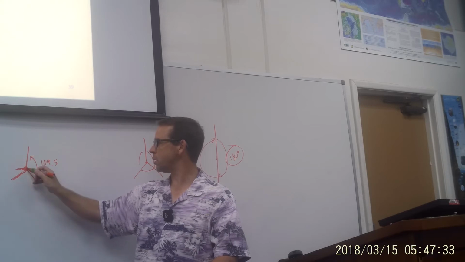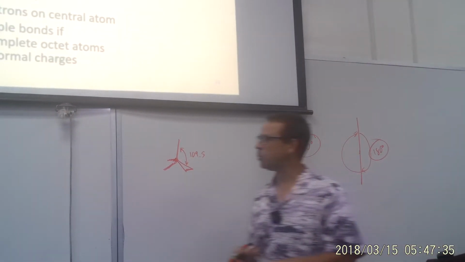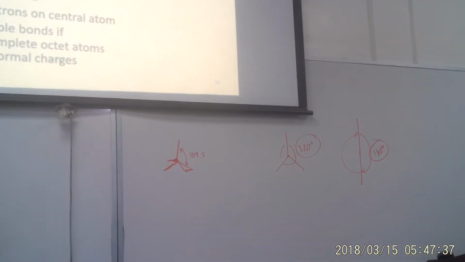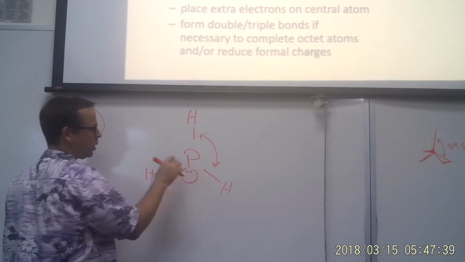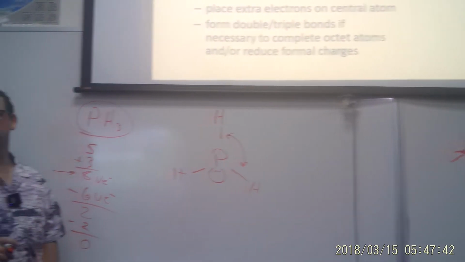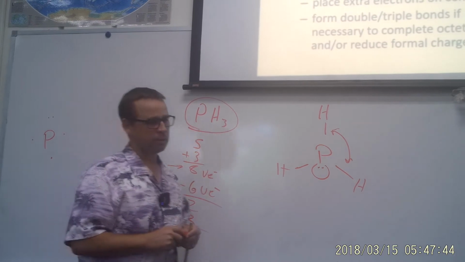4 regions around a central atom, and that's 109.5 degrees. And this is 4 regions. 3 of them are bonding, and 1 is non-bonding. All right? Okay, very good.